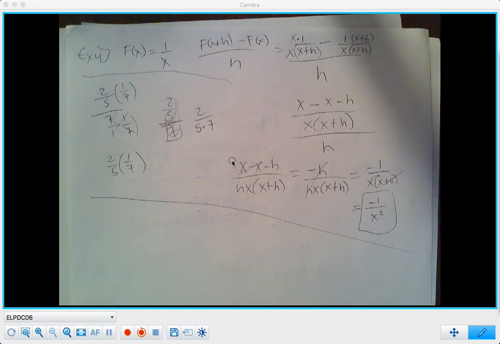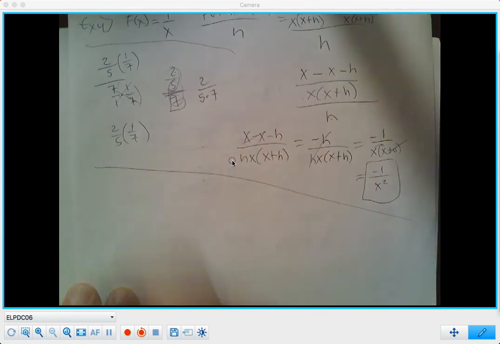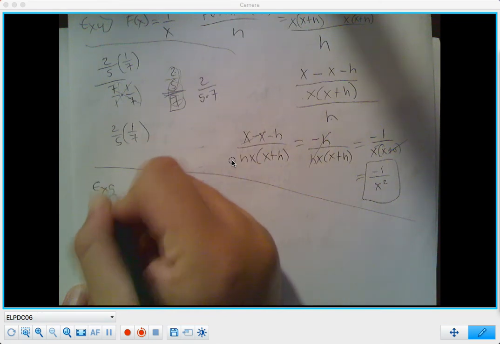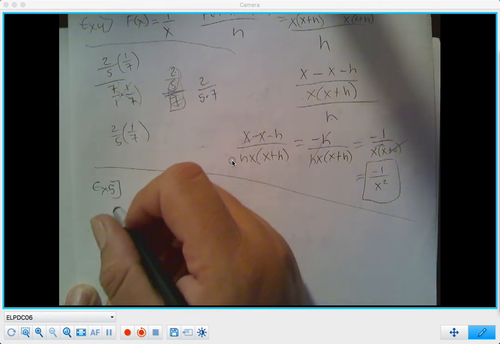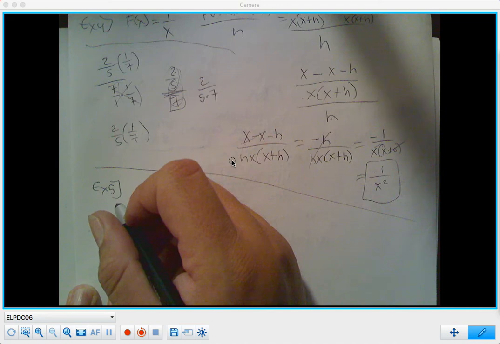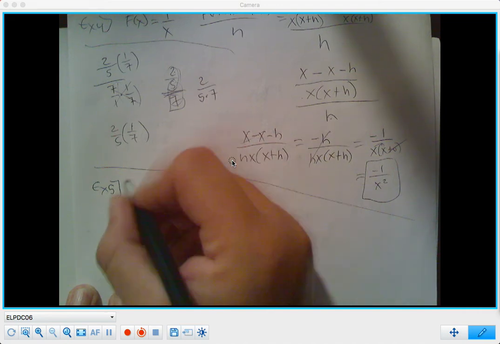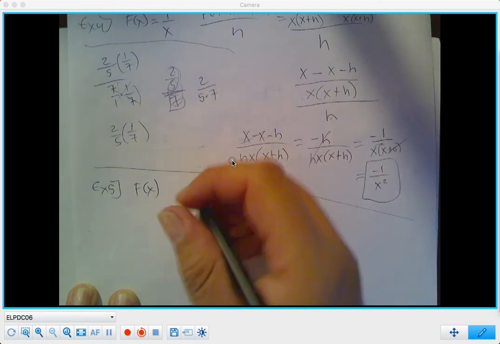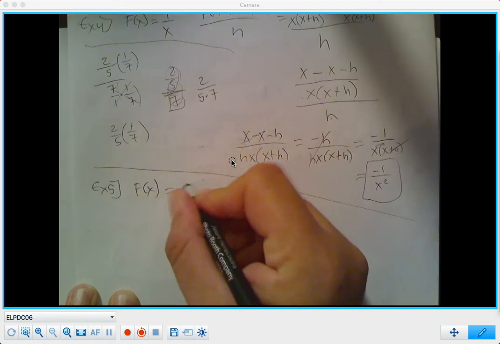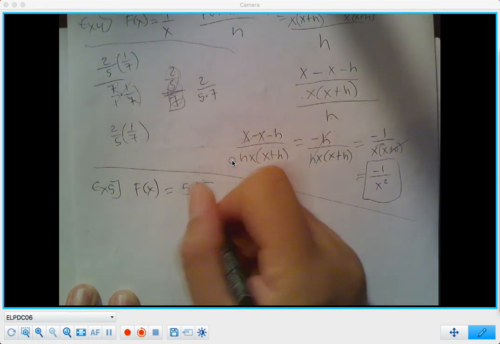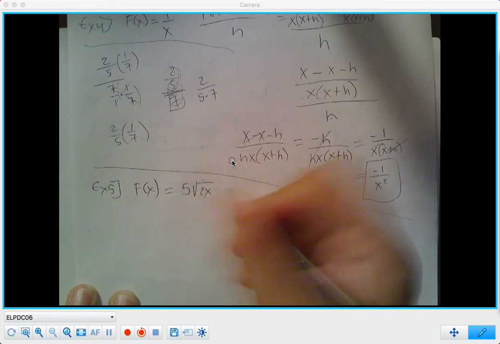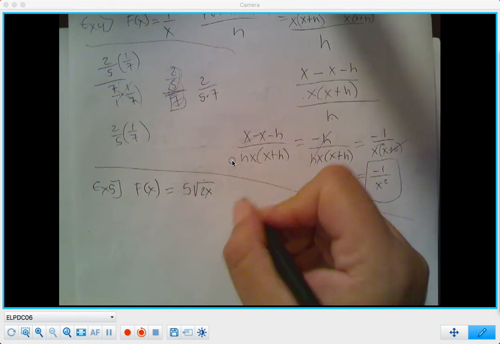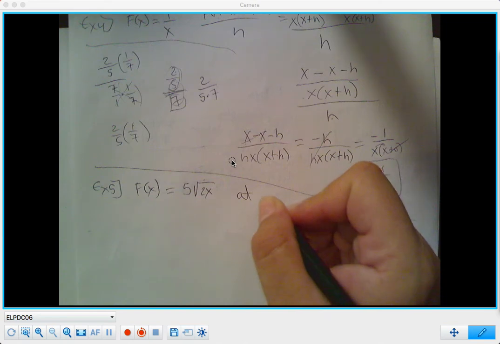Let me do one with a radical. Example 5. I'm going to choose, oh, this one looks fun. By the way, when I say this one looks fun, you already know what it means, right? Look at this one: f of x equals 5 times the square root of 2x. And this one is saying at x equals 8.